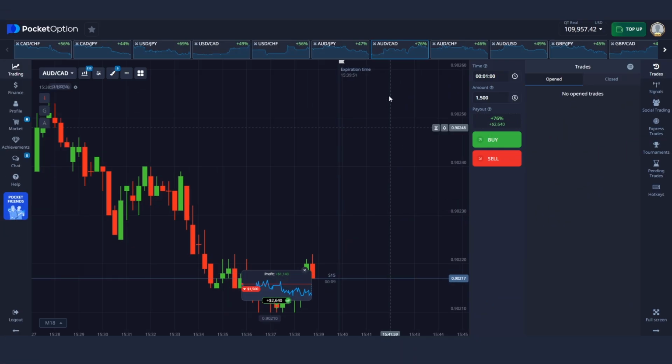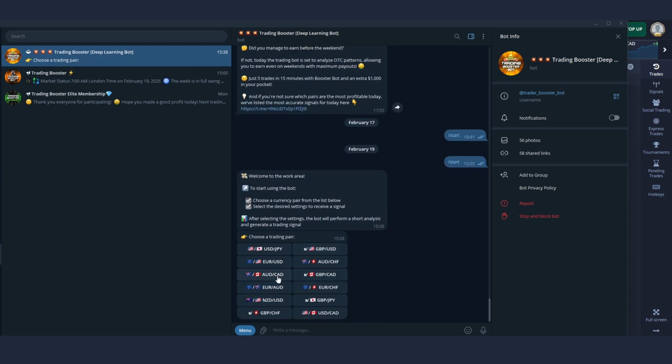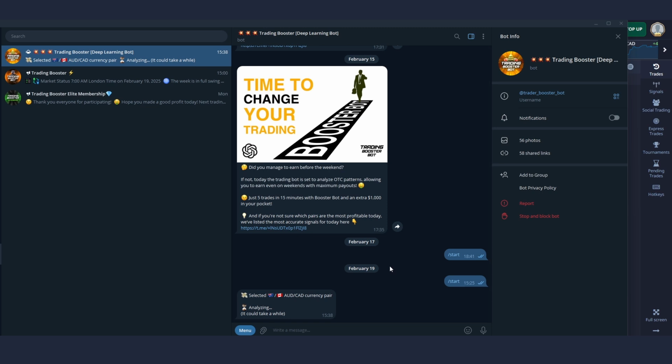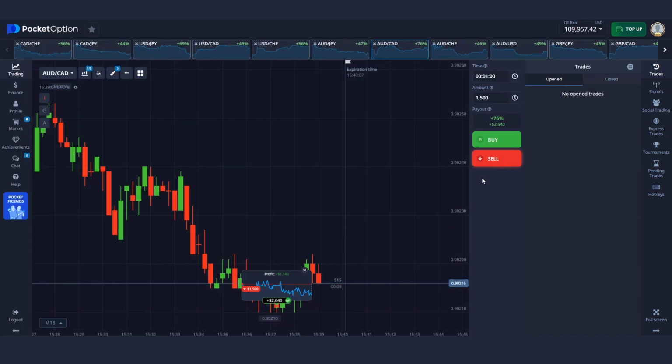Let's try to open another deal on the Australian Canadian dollar, but this time for 1 minute. I select this currency pair, choose the time for the deal as 1 minute, and receive a sell signal. I choose 1 minute and open a sell deal right from here.